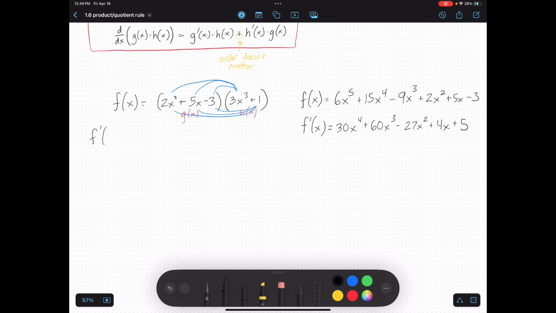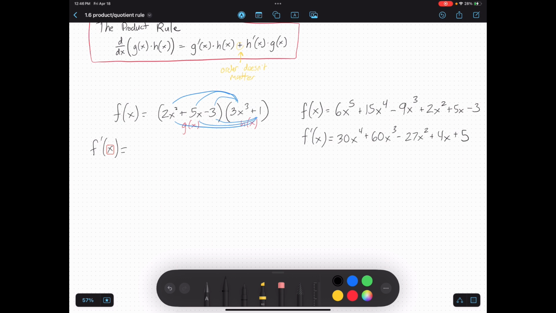So when I use the product rule, we've got it right above us right here. I'm going to do g prime, which is 4x plus 5, times h, which is my second function, 3x cubed plus 1, plus, and now I'm going to switch that. I'm going to take the derivative of my second function, which is 9x squared, and multiply by my first function, 2x squared plus 5x minus 3.